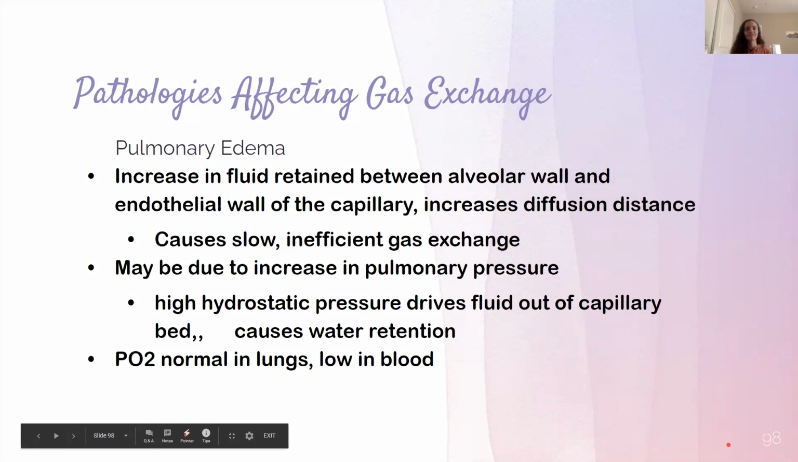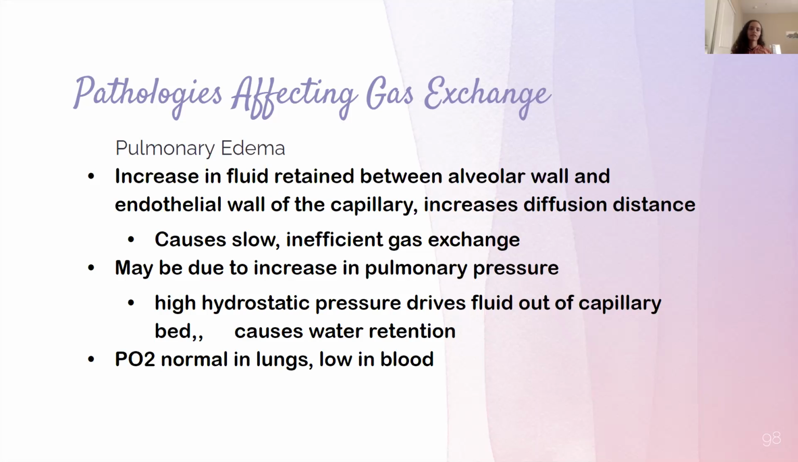So pulmonary edema is the retention of fluid between the alveolar wall and the endothelial wall of the capillary. And so this will increase the diffusion distance, and it will mess with normal gas exchange, right? So we're going to have slow, inefficient gas exchange because of this barrier between the alveoli and the capillary. And so this may be caused by an increase in pulmonary pressure. So the high hydrostatic pressure will drive fluid out of the capillary bed, and it'll cause retention of water between the capillaries and the alveoli. And so what we see is that the PO2 is normal in the lungs, but it's low in the blood.